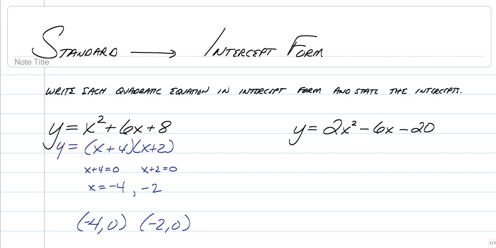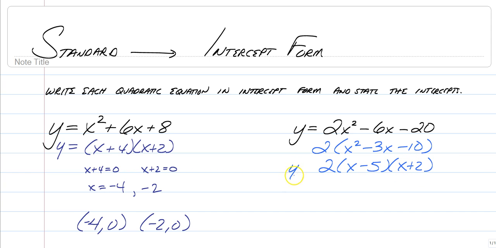So the next one, the first thing we would want to do is factor out a 2, leaving us with x squared minus 3x minus 10. Think of two numbers that multiply to a negative 10 but add to a negative 3. That would give us an x minus 5 and an x plus 2. Of course, we have the 2 in front. Make sure you throw the y equals in there, because if you do not have y equals, then you do not have an equation. So that is an equation in intercept form, and our intercepts would just be 5, 0 and negative 2, 0.